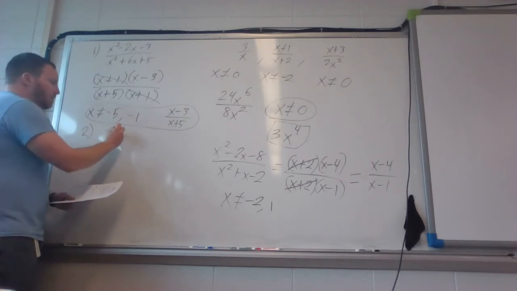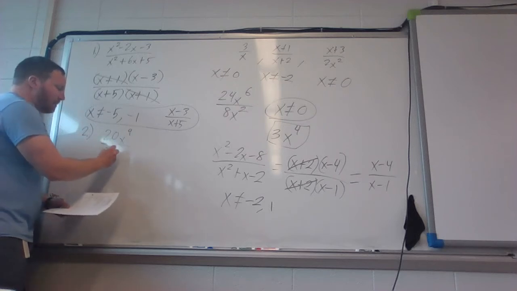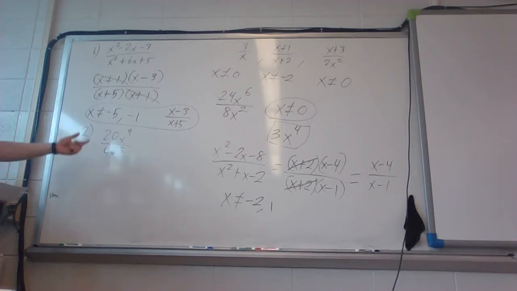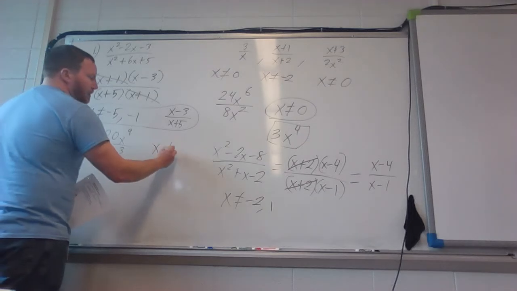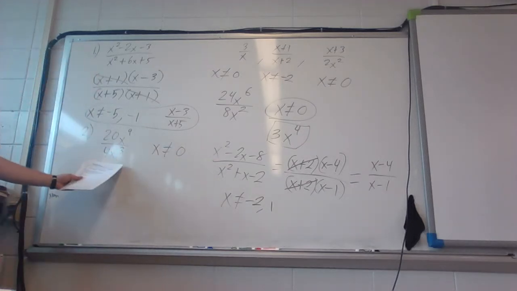Number 2. 20x to the 9th over 4x cubed. In single terms, we can't factor it, but we can simplify it. But before we simplify it, what is our excluded value? 0. It's just multiplication. So it's always going to be 0 when it's just multiplication.